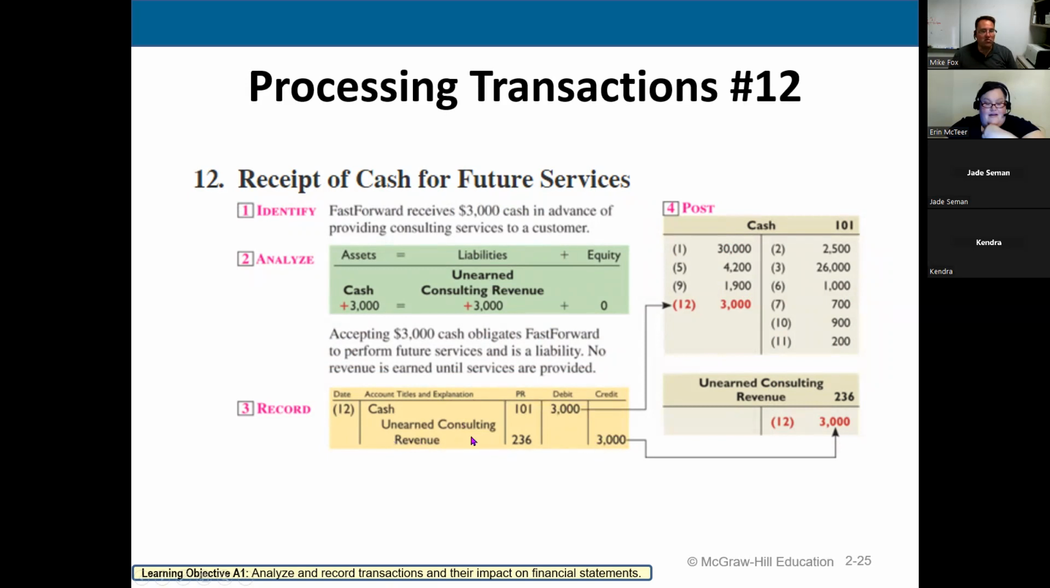All unearned revenue means is money that we were paid in advance but haven't yet earned. And so we record it as a liability because we either owe those services to the client, or if we can't provide the services, then we would owe them their money back.